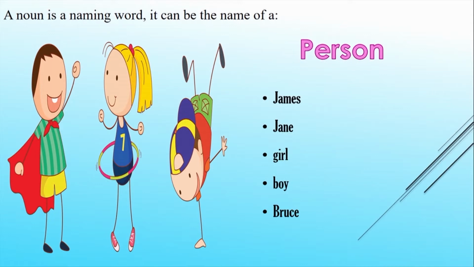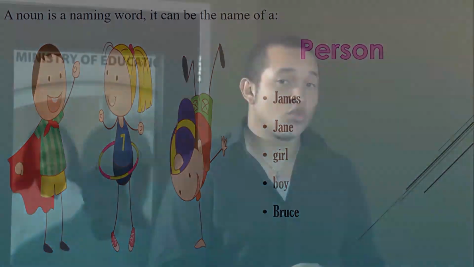So your name itself would be a noun. If your name is Jason or Mary or Shelley, that is a name, that is a noun, right? So we have here James, Jane, girl, boy, Bruce. And we have three little children here. That would also be a noun. The word children there would also be a noun, right?